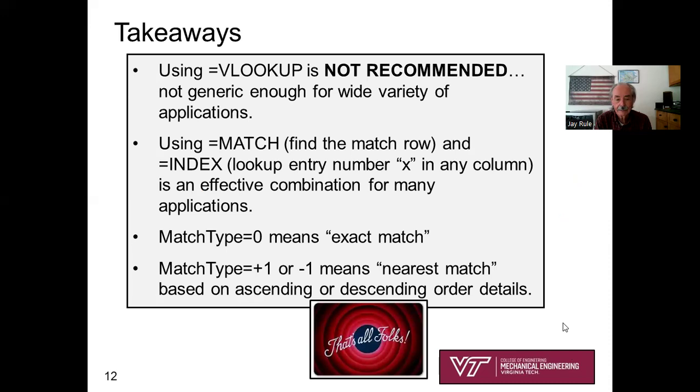So what are the takeaways? I don't recommend using VLOOKUP. You can use the match function to find the match row very effectively. And it is especially effective when you're working between text and numbers. Match type 0 means exact match. That's when you're working with text. And then match type +1 or -1 means nearest match. And remember that has to do with whether your column is in ascending order, getting bigger, or descending order, getting smaller. And so that covers it.